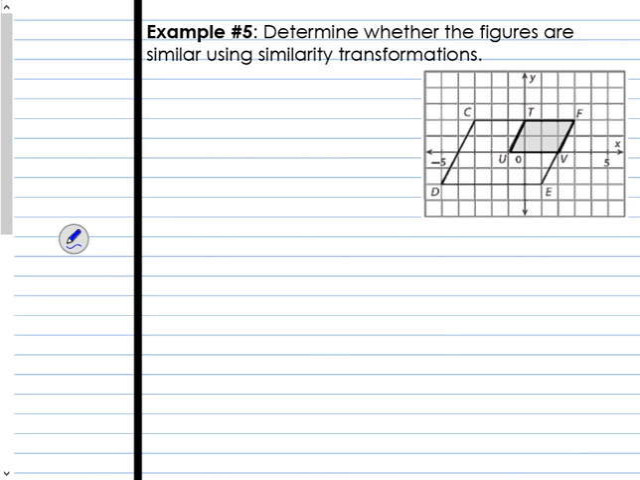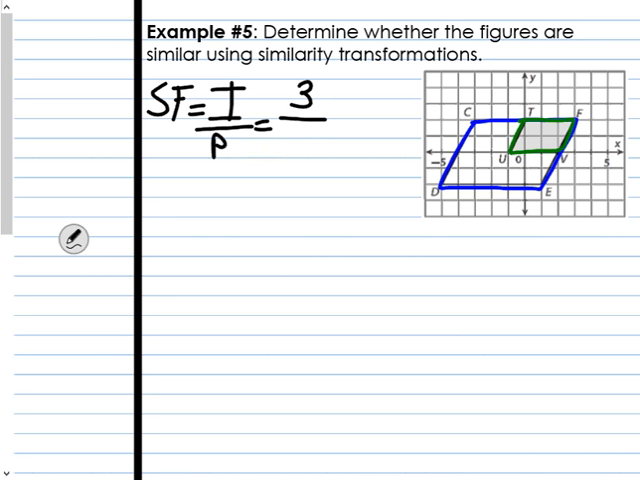Okay? So can I do something to CFED to map it onto TFVU? Can I do something with that? Well, first of all, let's look at the scale factor. The scale factor is image over pre-image. Look at the straight side of TFVU. What is the length of TF? That's the image. TF is 3.